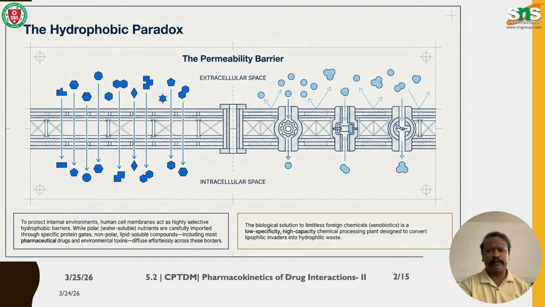We also see the concept called the hydrophobic paradox. Most cell membranes are made of lipids, so lipid soluble drugs can easily cross them. However, the body must convert these lipid soluble drugs into water soluble forms so they can be eliminated through urine or bile. This conversion process is called biotransformation.